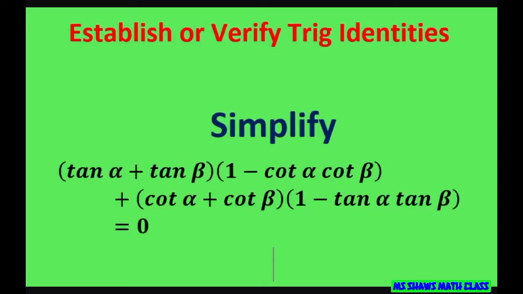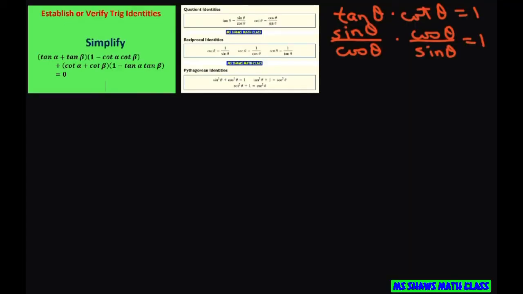Everyone, we're going to verify this trig identity by simplifying and FOILing it out. So the first thing we're going to do is just FOIL this out, and we're going to take this first part here. So we're going to do tan times 1, tan of alpha times 1, tan of beta times 1. So that's just going to be tan of alpha plus tan of beta.